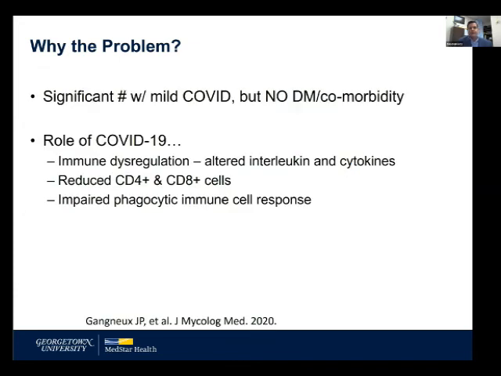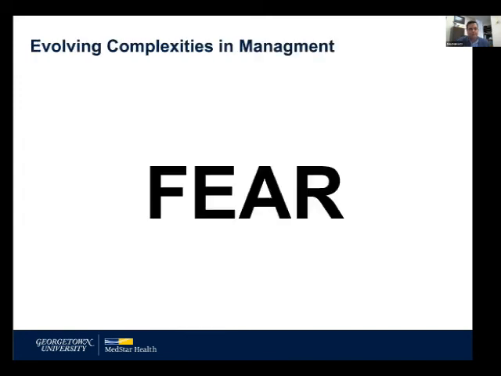Some may say, couldn't you just account for some of these other factors? But there are numerous studies, especially in India, that show people who are otherwise relatively healthy with mild COVID, no diabetes or comorbidities, but they're still getting this invasive fungal disease. It really points to something going on with the COVID that does this. We're continuing to understand COVID-19, but we do know it has many effects on the immune system, with dysregulation and altered interleukins and cytokines, reduced CD4 and CD8 counts, as well as impaired phagocytic immune cell response, which is probably really important in clearing any fungus that's being breathed in.